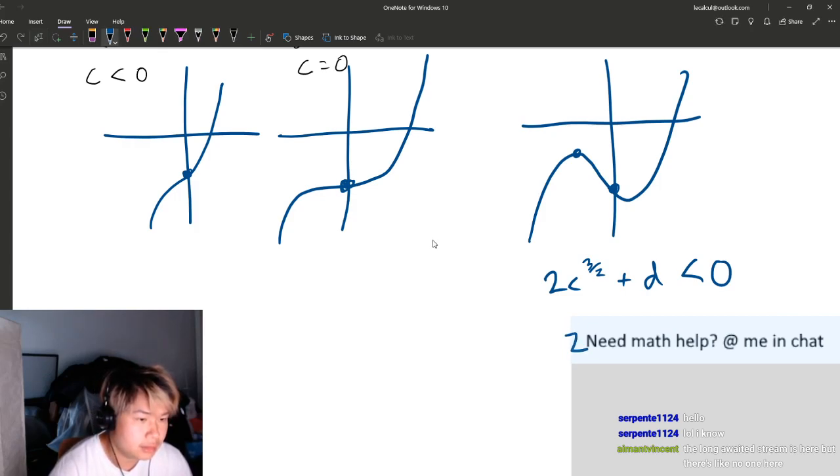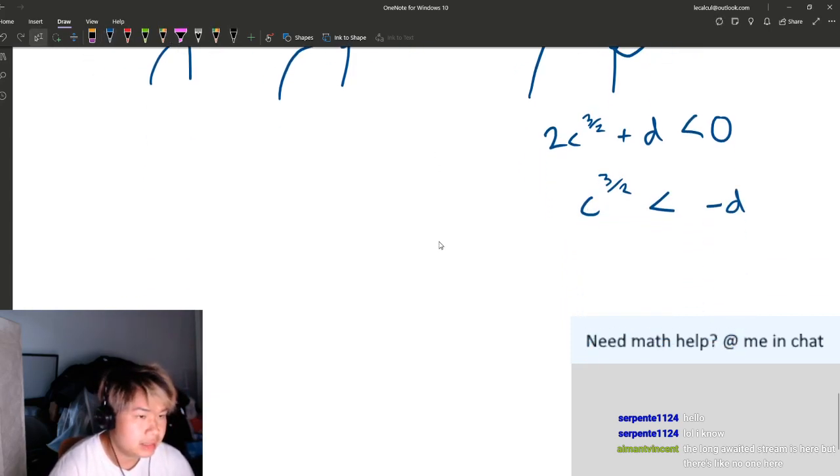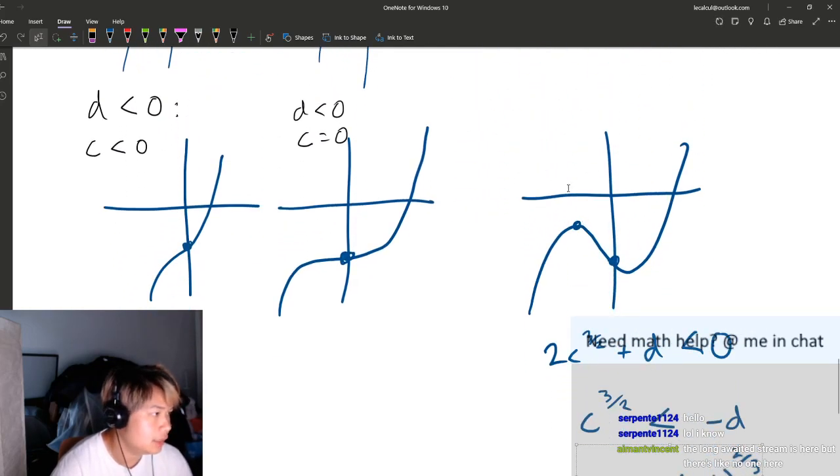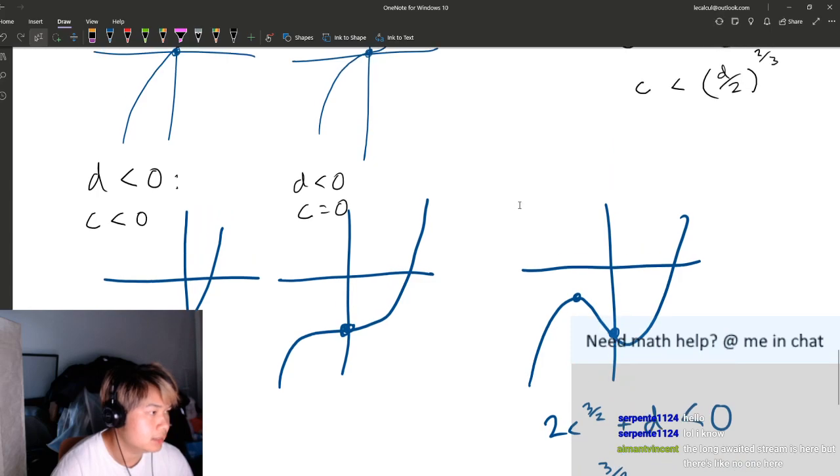So if we do that, we're going to have C to the power 3 over 2 is going to be less than negative D, which means that C is less than negative D to the power 3 over 2 over 3. Okay, so if this happens, then I believe our maximum is negative, so that we have just one x-intercept.